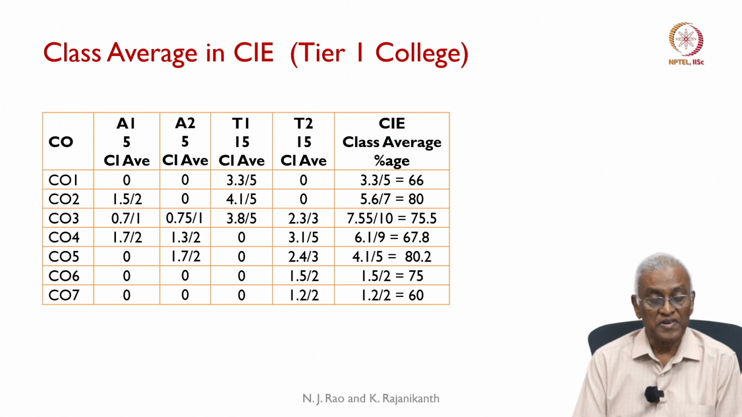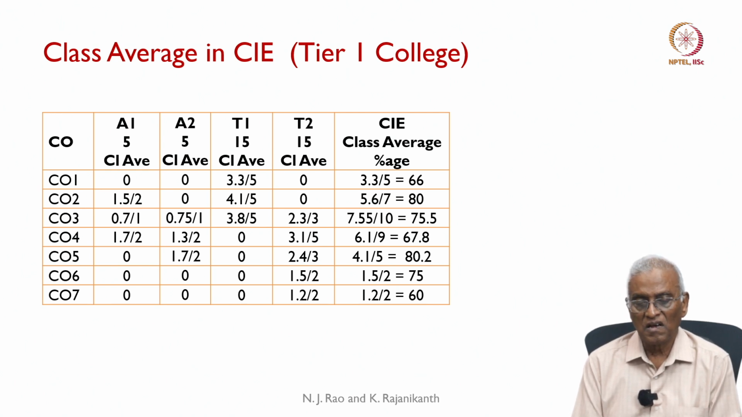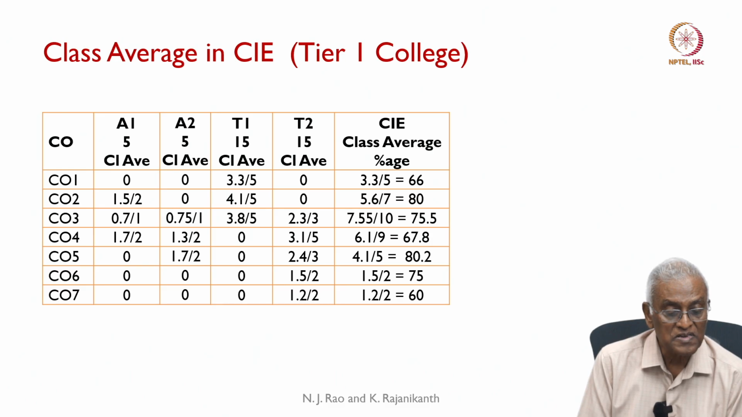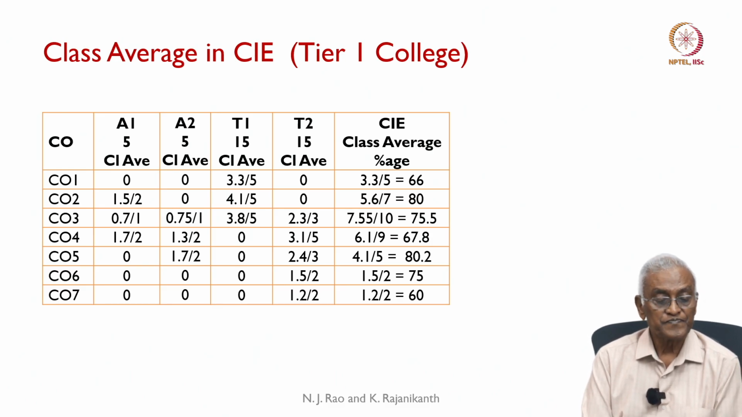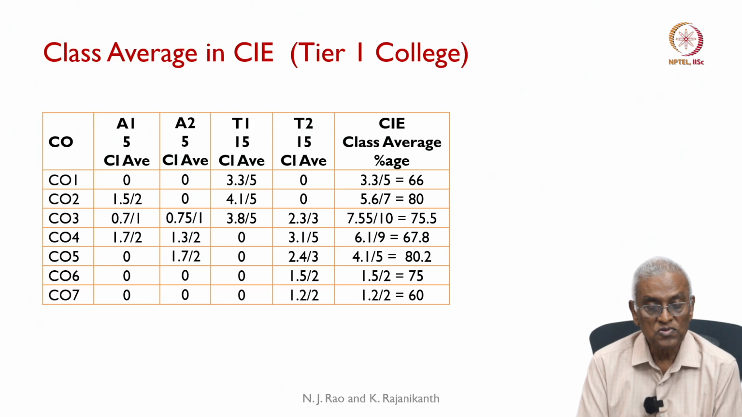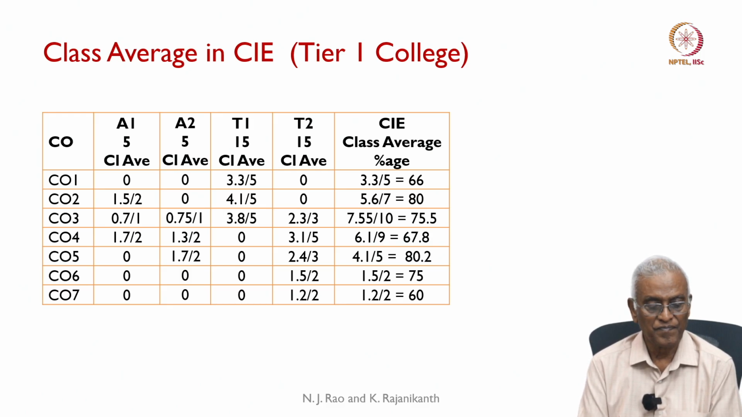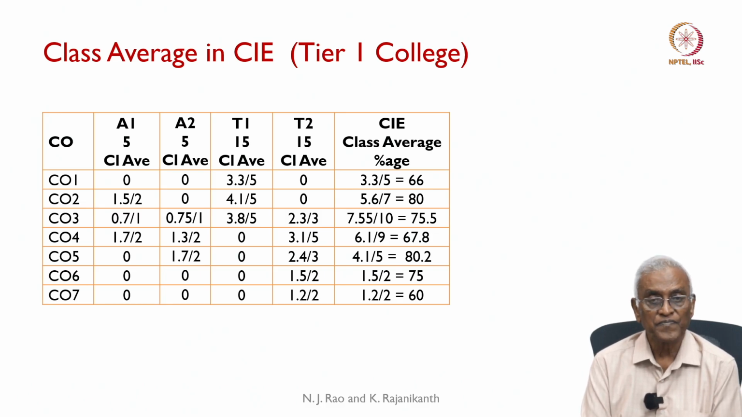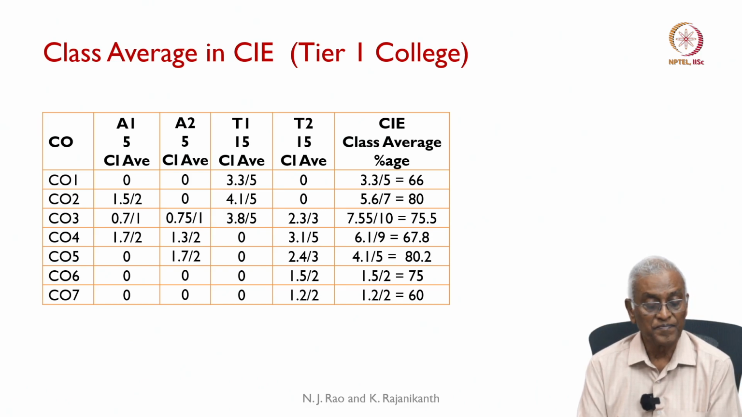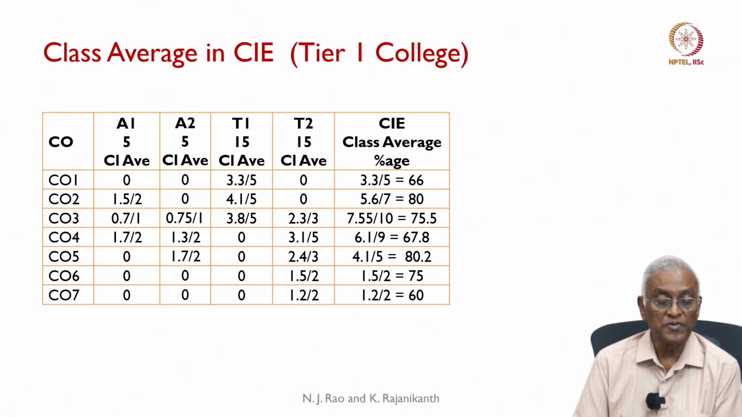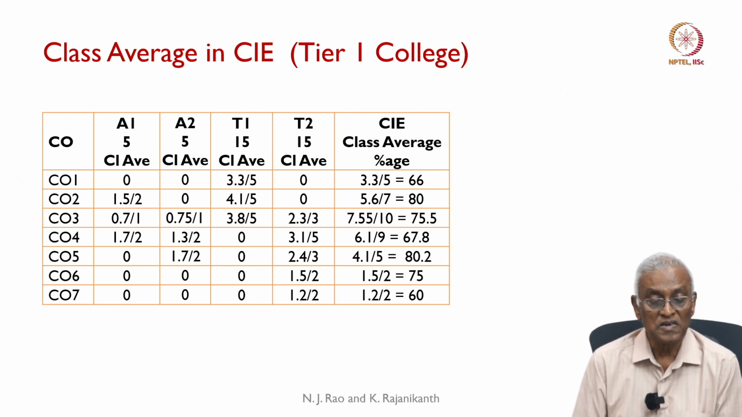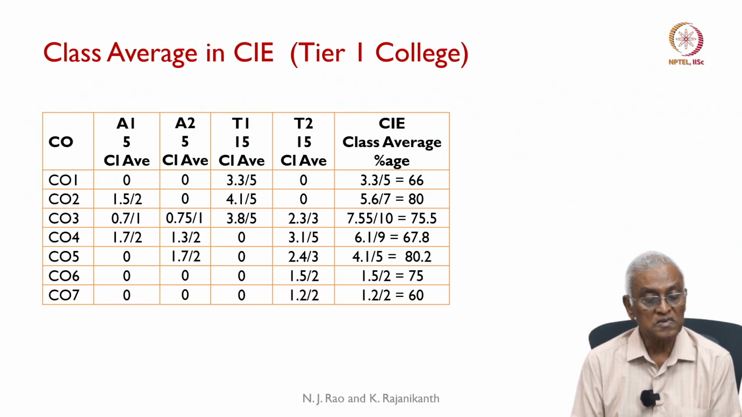Now we compute the average, because I have item wise class average available. For example, in assignment 1, for CO2 the weightage is 2, but class average if I take it is 1.5. And CO3 allocated 1 mark, and then class average is 0.7, like that. And I keep computing for all the CIE instruments. For example, test 1, out of 5 marks related to CO1, the class average is 3.3.